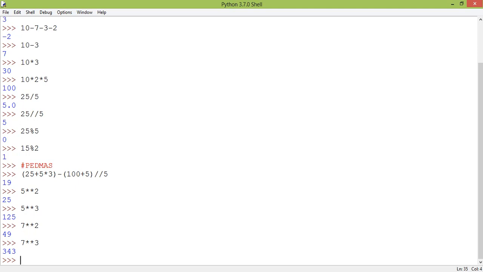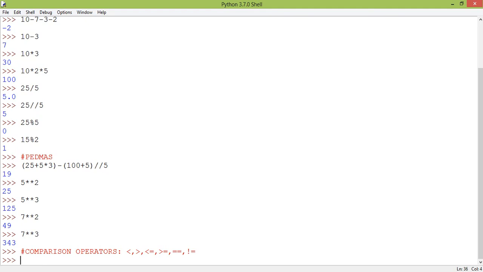Now comes the comparison operators. There are 6 comparison operators: less than, greater than, less than or equal to, greater than or equal to, equals to, and at the last not equal to. So these are 6 comparison operators.